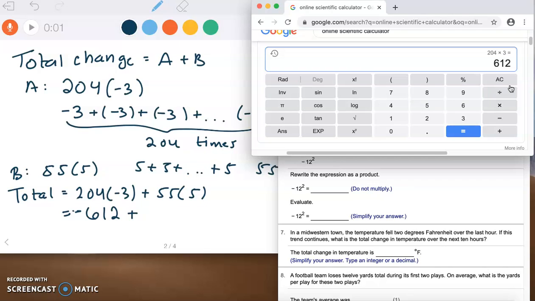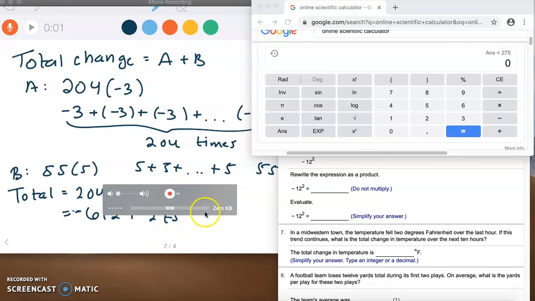But we know that the B stock is going to add some value because it gained. So we have 55 times 5, and that gives us 275. There's a couple ways we can do that. We can do our absolute value rule, but just for the sake of time, I'm going to show you how to do it on the calculator. So we have 612.